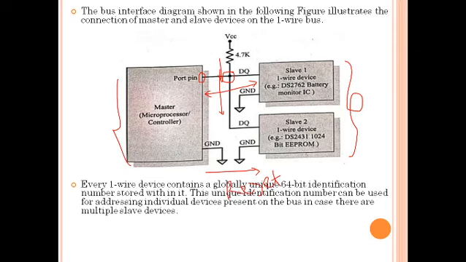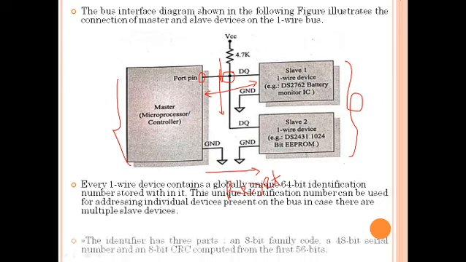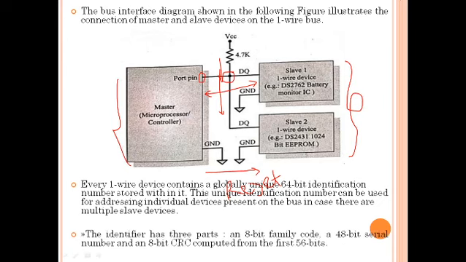Every one-wire device contains a globally unique 64-bit identification number stored within it. This unique identification number can be used for addressing individual devices present on the bus in case multiple slave devices are there. The identifier has three parts. It is an 8-bit family code, a 48-bit serial number, and an 8-bit CRC computed from the first 56 bits.